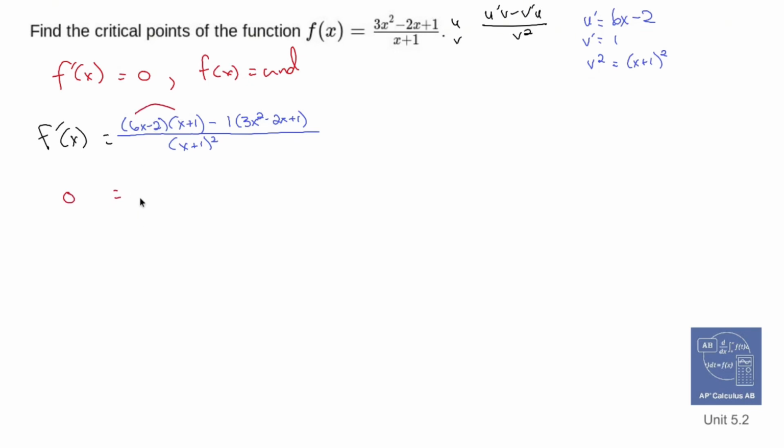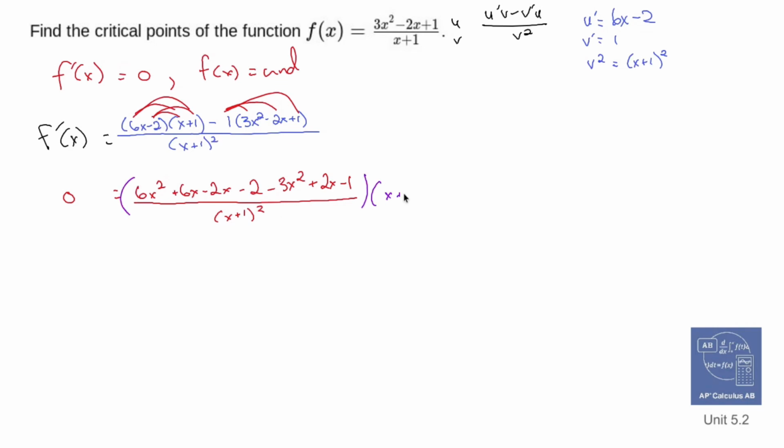We've got FOIL, so 6x squared plus 6x, right? Negative 2x, negative 2, distribute the negative 1, minus 3x squared, positive 2x, negative 1. And that's going to be all over x plus 1 squared. Now let's multiply both sides by x plus 1 squared. And you'll realize, wait a minute, that just makes it go away. That's kind of the point, because we don't need the denominator where we're finding zeros.